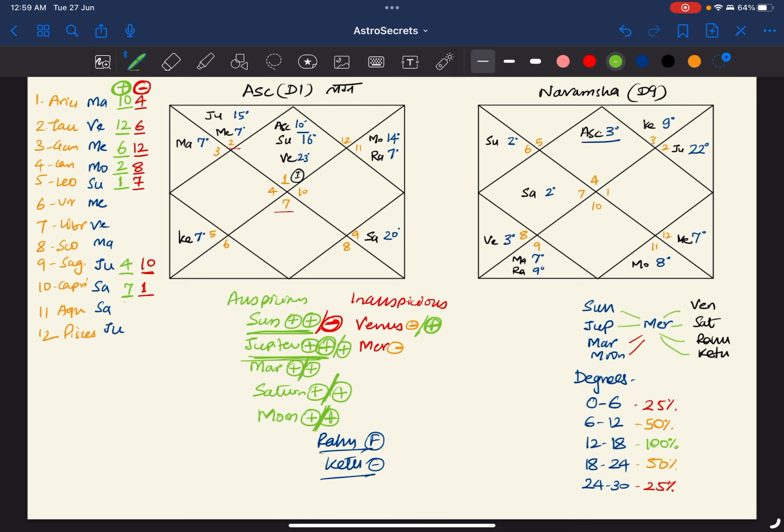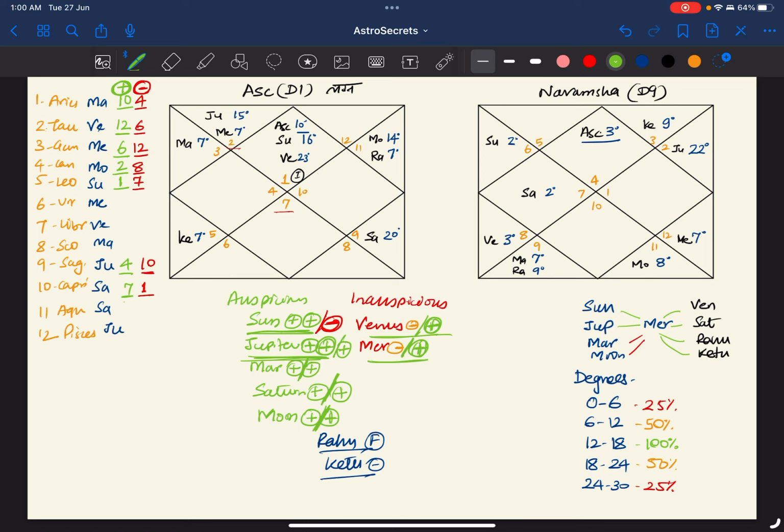But if we take a look at the Navamsha D9 chart itself, it is placed well in the trine houses. Okay, and it is going to give around, let's say, 50% result. So it is going to basically give mixed results similar to Venus. Not fully inauspicious in both the cases.